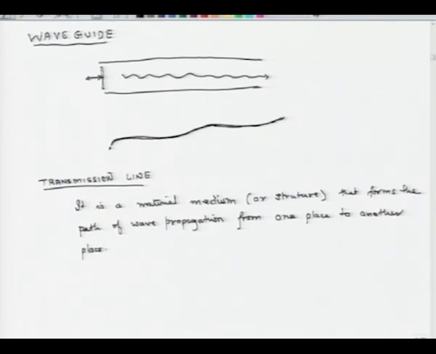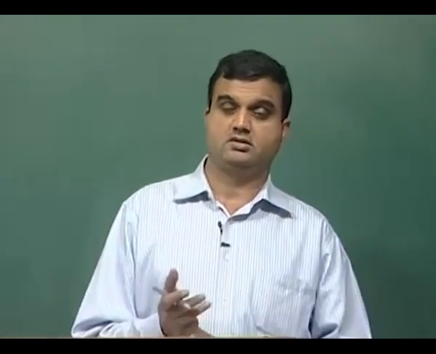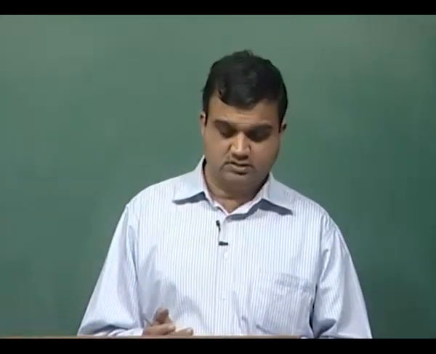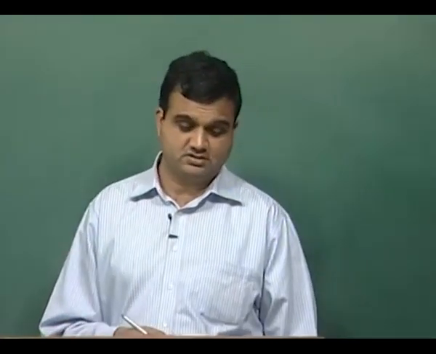So, a transmission line is a material medium, or it could be a structure that forms the path of wave propagation from point A to point B. And examples of it could be electrical wires, coaxial cables, waveguides for sounds, tubes and hollow ducts for sounds, electrical power lines, dielectric slabs, fiber optic cables, and so on and so forth.